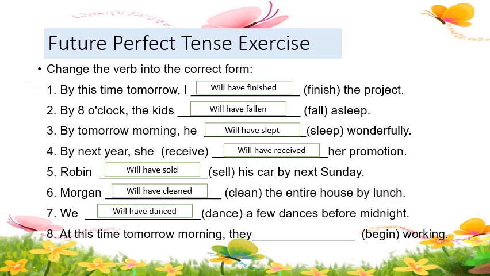We will have danced a few dances before midnight. At this time tomorrow morning, they will have begun working. We can notice here we have filled up the gaps. We're using will have plus the past participle form of the verbs given in the parentheses.